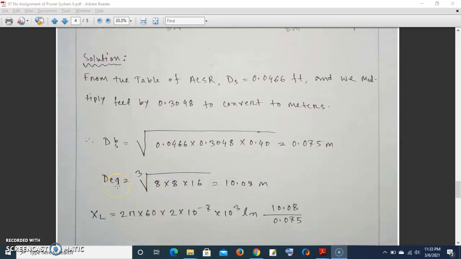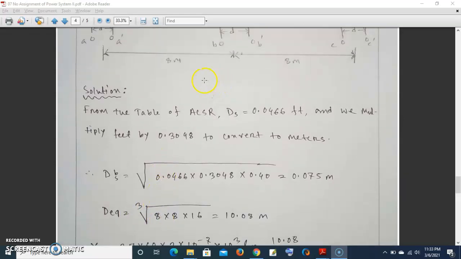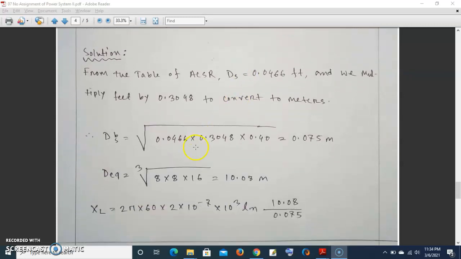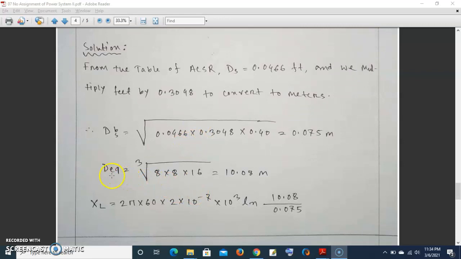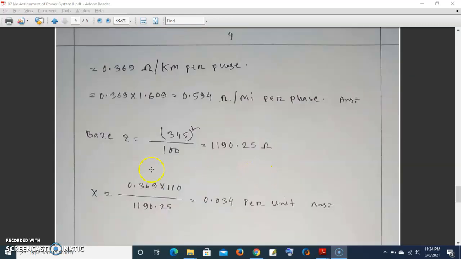And now Deq equal to the cube root of the multiplication of the lengths, 8 meter into 8 meter, and the addition of 8 meter and 8 meter equal to 16 meter. Then we get the result Deq equal to 10.08 meter.